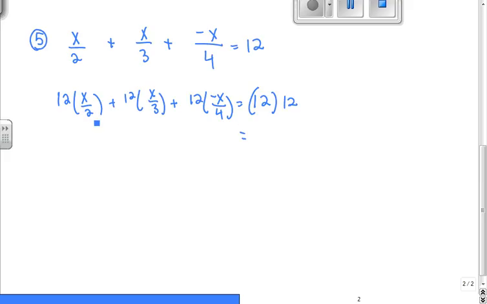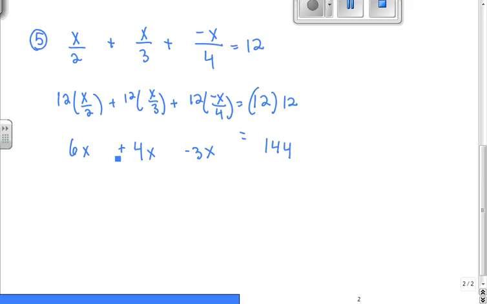So 12 divided by 2 is 6. 6 times x is 6x. 12 divided by 3 is 4. 4 times x is 4x. 12 divided by 4 is 3. 3 times negative x is negative 3x. 12 times 12 is 144.